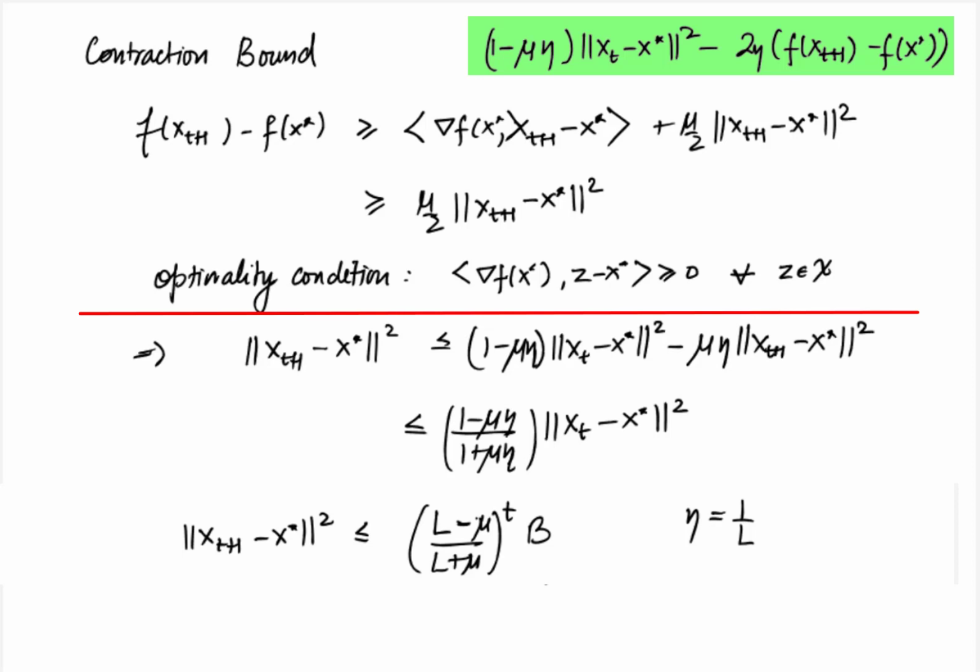The oracle complexity can again be obtained in the same way. We set the right hand side equal to epsilon and recall that kappa is equal to L by mu, which is greater than or equal to 1. We obtain T equal to order of kappa log(B by epsilon).